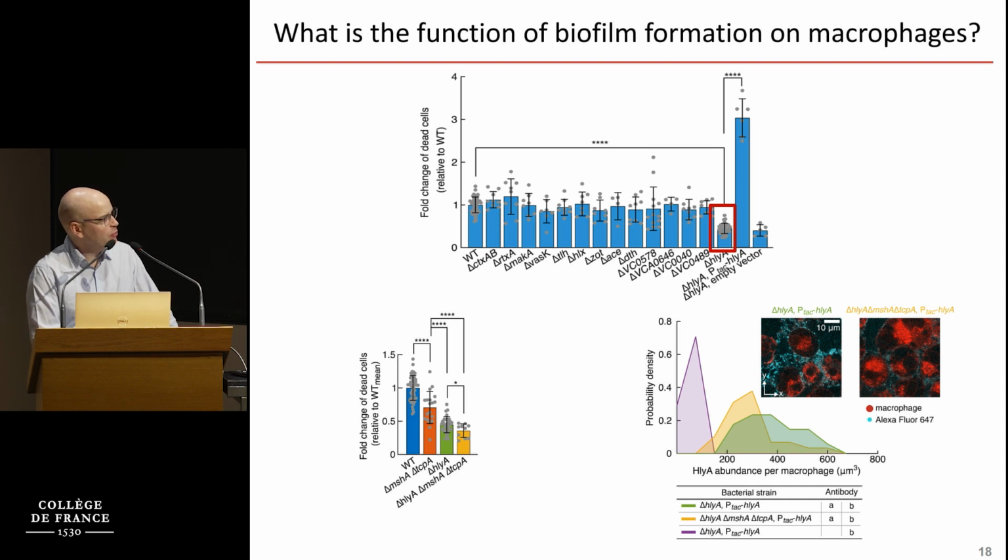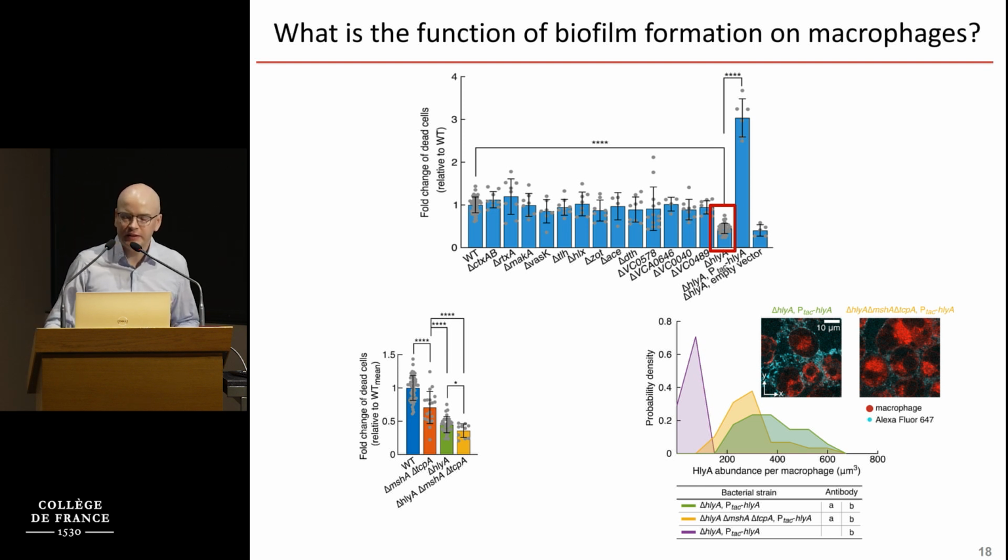And when you have both knocked out, the biofilm ability and the hemolysin, you have a further reduction, which tells us that these two factors have a synergistic effect, that biofilms and the production of this toxin synergistically act to achieve the maximum amount of killing of the immune cells. So how does biofilm contribute to the action of this hemolysin?